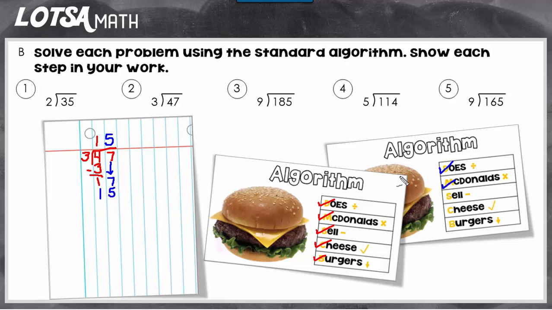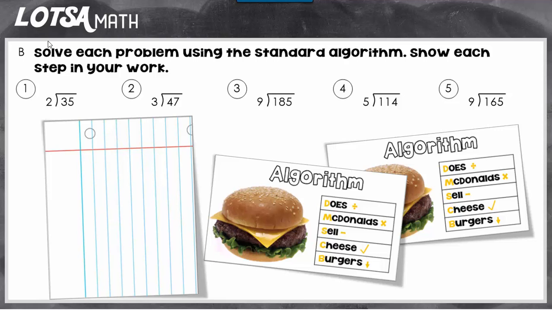The next step is to subtract. So I'm going to do 17 minus 15. Okay. My next step is going to be compare. I'm going to make sure the 2 is less than the 3, and it is. So my last step is going to be to bring down. Well, there is nothing to bring down, so I'm going to bring this 2 up as the remainder. So the answer is 15 remainder 2.